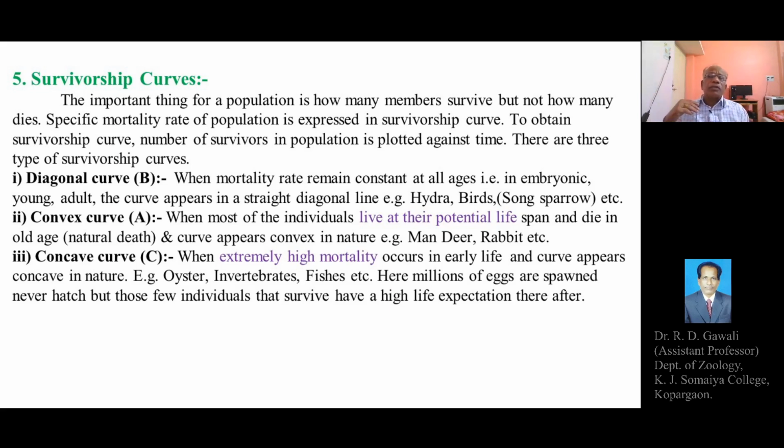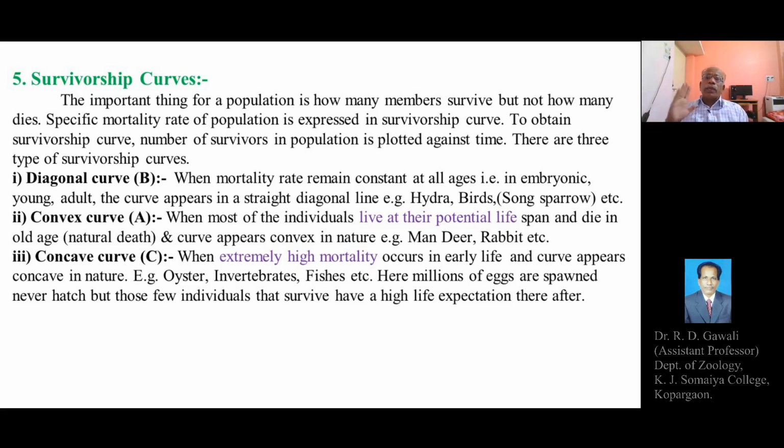And the third possibility of the survivorship curve is a concave curve, when there is extremely high mortality in early life, and the curve appears concave in nature. For example, oysters, that is bivalves, mollusks, many other invertebrates, even fishes, etc.